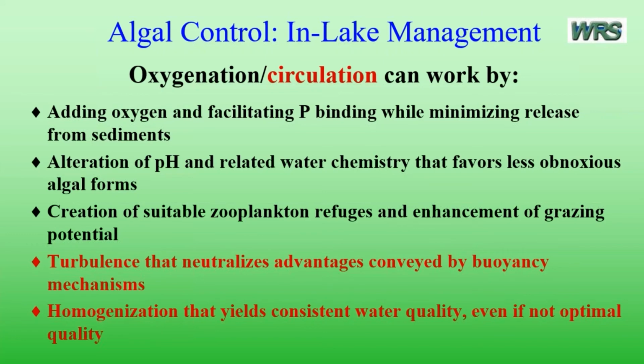It can alter the pH and the related water chemistry in a way that favors preferable algal forms. It can create a suitable zooplankton refuge that will enhance grazing. It can also destroy them, as some recent papers have shown. And then circulation by itself will create turbulence that may neutralize the advantages conveyed by certain buoyancy mechanisms, particularly in the cyanobacteria, which may shift you away from cyanobacteria and into something else. Just be aware that not all cyanobacteria depend upon buoyancy, and you may get other cyanobacteria in place of the ones that you knocked out.